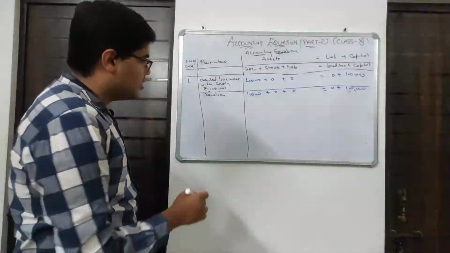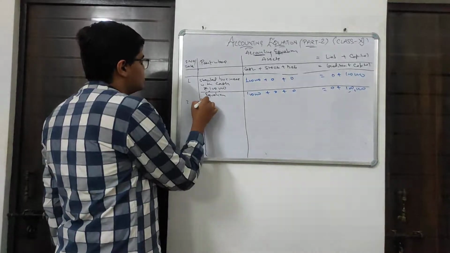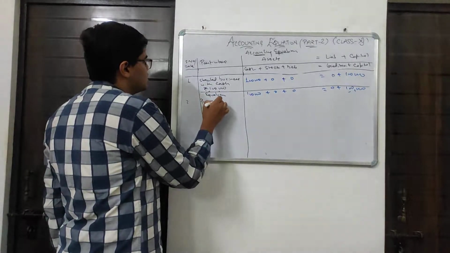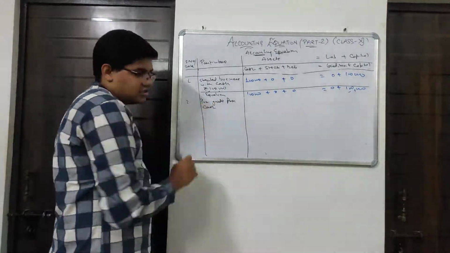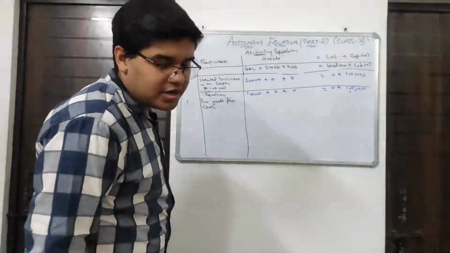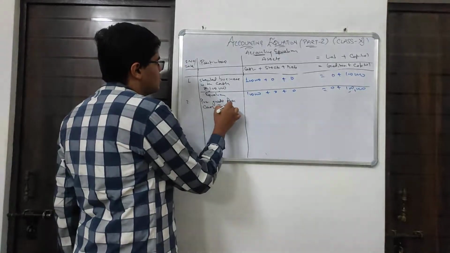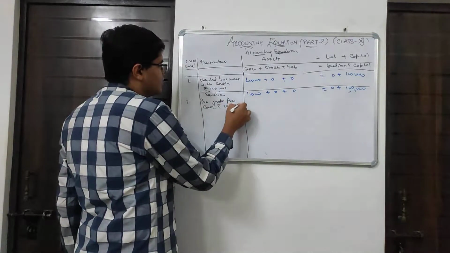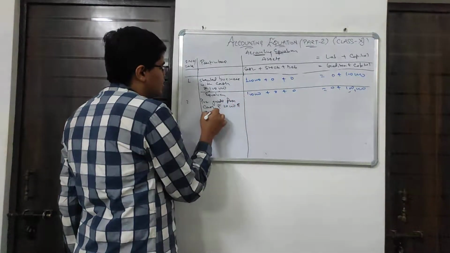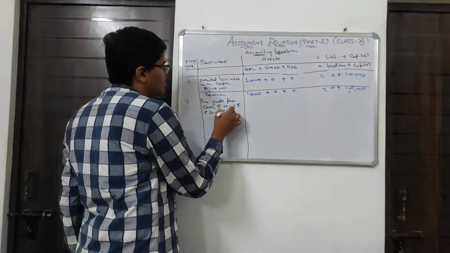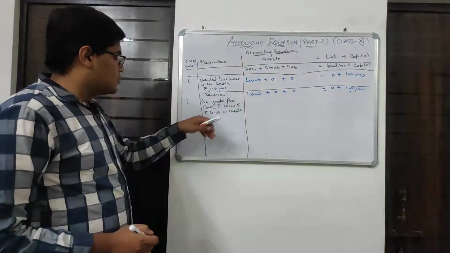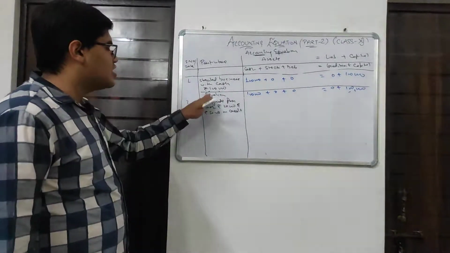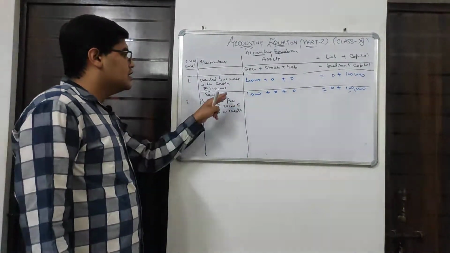Next transaction, purchased goods for cash rupees 20,000 and rupees 30,000 on credit. The method of doing this transaction is of two ways. Either you can combine it or you can do it in double ways.